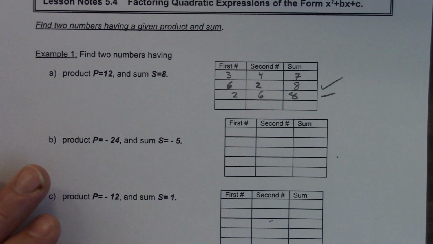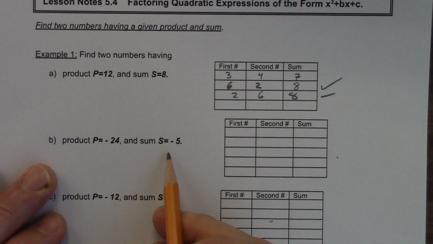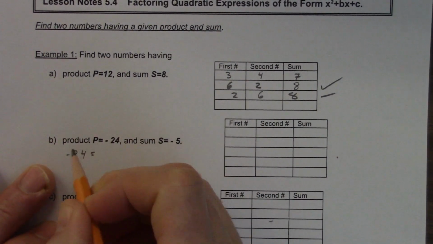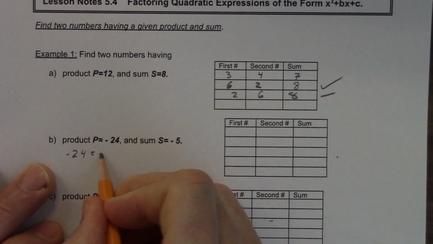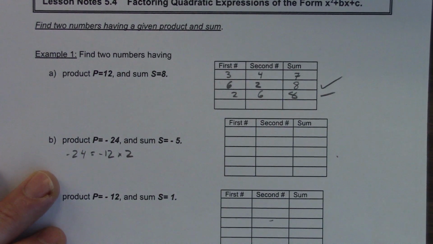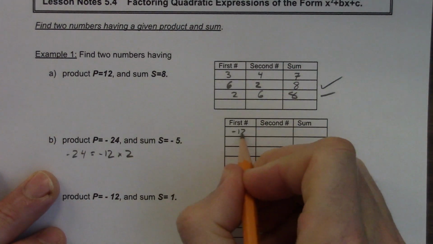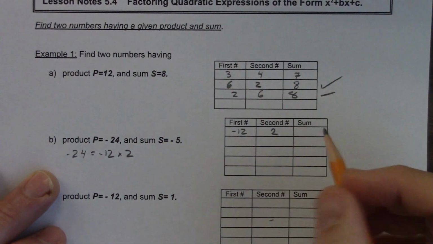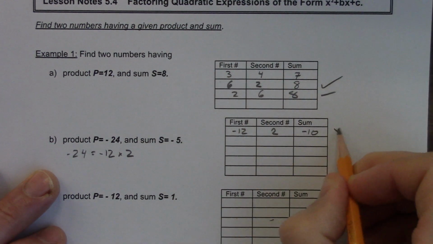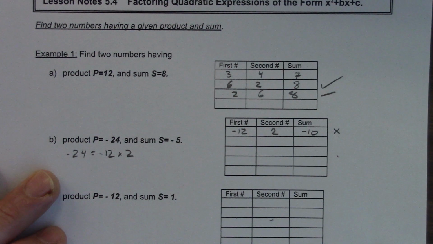Next, we're looking for a product of negative 24, but a sum of negative 5. So you work with the product first, negative 24. Two numbers that multiply to give us negative 24 would be negative 12 and 2. If we add them up, we get negative 10. That is not negative 5, so that doesn't work.